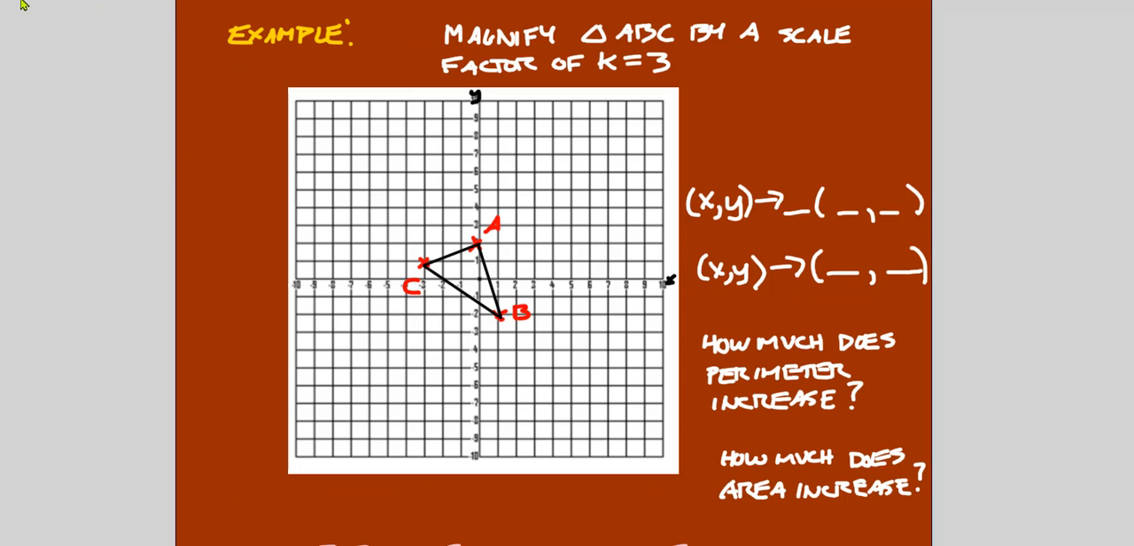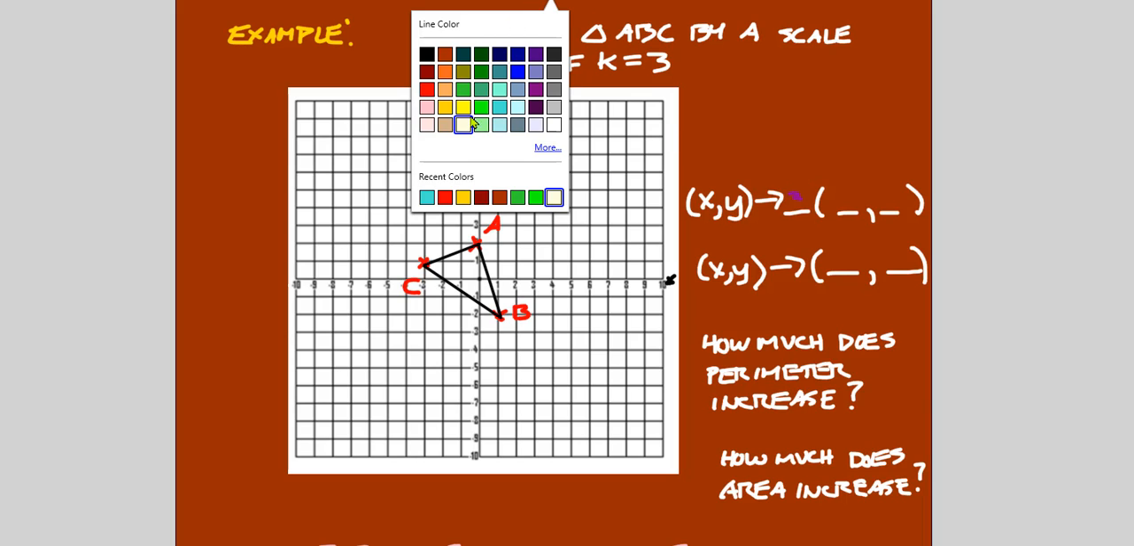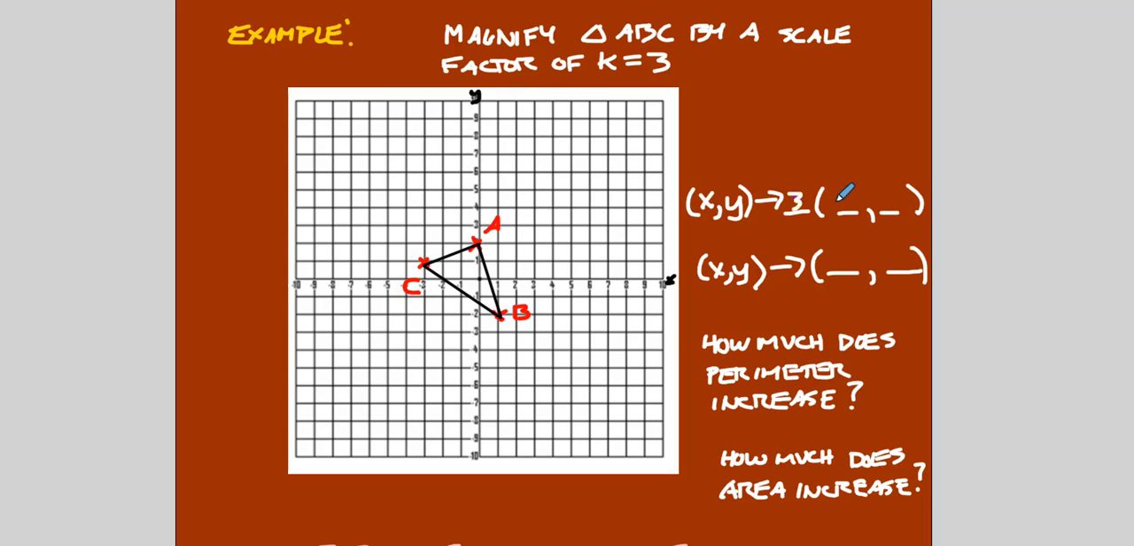Okay. So now we're doing dilations here. Magnify triangle ABC by a scale factor of k equals 3. So k equals 3, what I do is I'm going to start with some points x, y, and I'm going to multiply each of those points by 3. So this is one way to write it. Then you distribute that 3 to both x and y, or you can also write this as 3x, 3y.